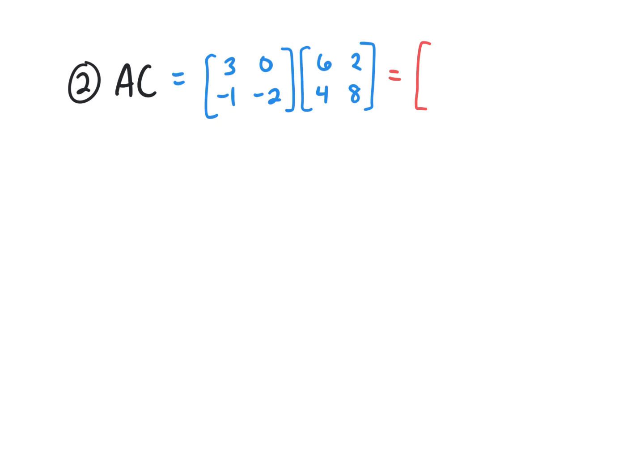column 1. Yep, so what am I going to multiply 3 with? 3 times 6 plus, what are my next two? 0 times 4. Yep. Okay, there's my row 1, column 1. Now we're going to do what? Row 2, column 1. Yep, now we're going to do row 2, column 1. What can I multiply with negative 1? Negative 1 times 6 plus negative 2 times 4.